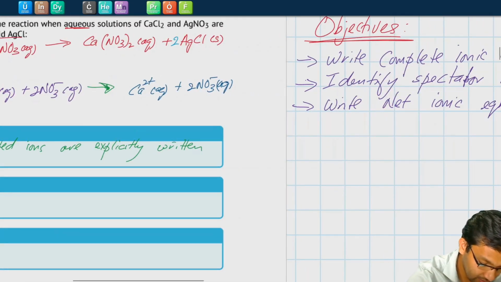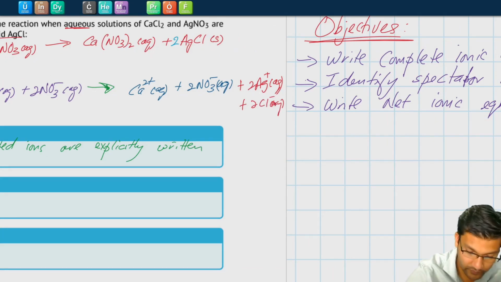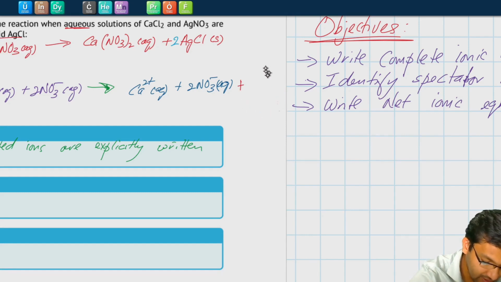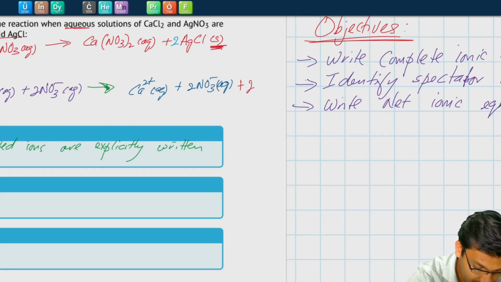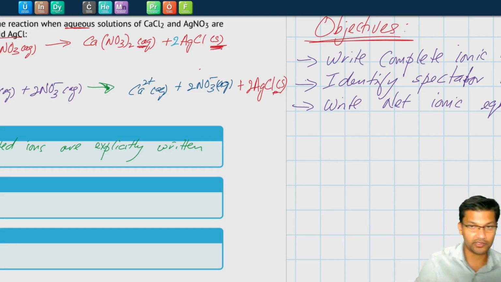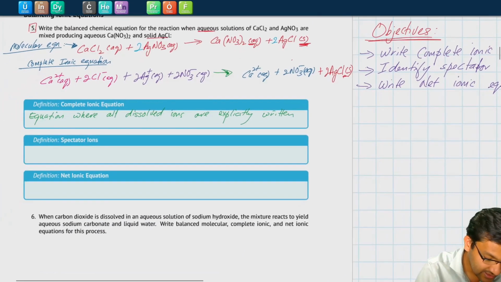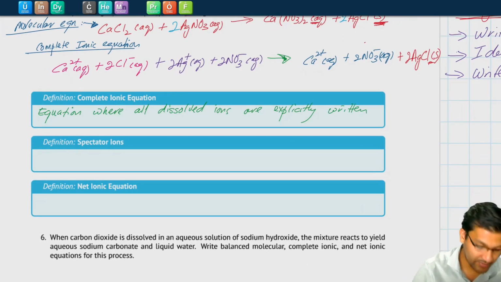And then finally, we have 2AgCl. Sorry, we don't have any ions for that because this is a solid. It's not aqueous. So this remains the same. This remains 2AgCl solid. Only the aqueous ionic compounds get separated into their positive and negative ions. So that's a complete ionic equation. This gives us more of a complete picture of what's happening in our solution.